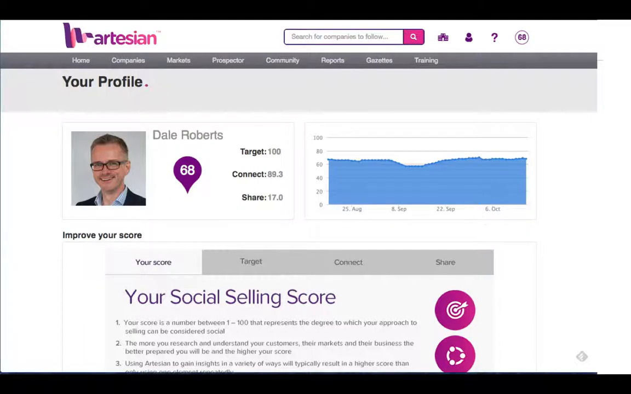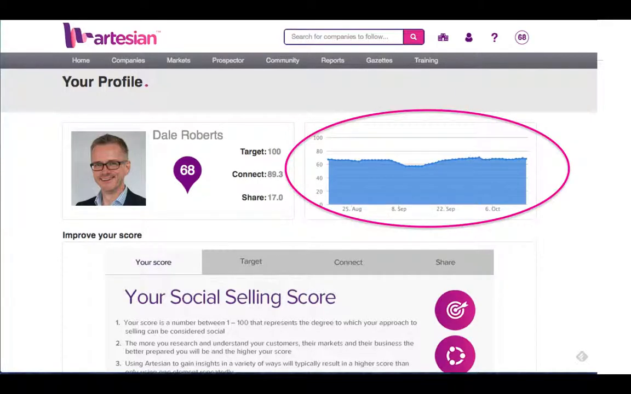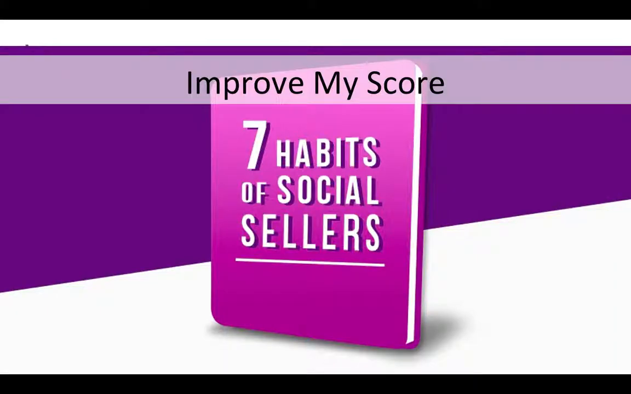You can also see how your score is trending over time. This chart, by the way, is drillable, so if you wanted to see more detail. And in the bottom half of the screen is guidance on how to improve your social seller score. This guidance will provide immediate help on how you can improve your score based on how it is today, on how the profile is today.